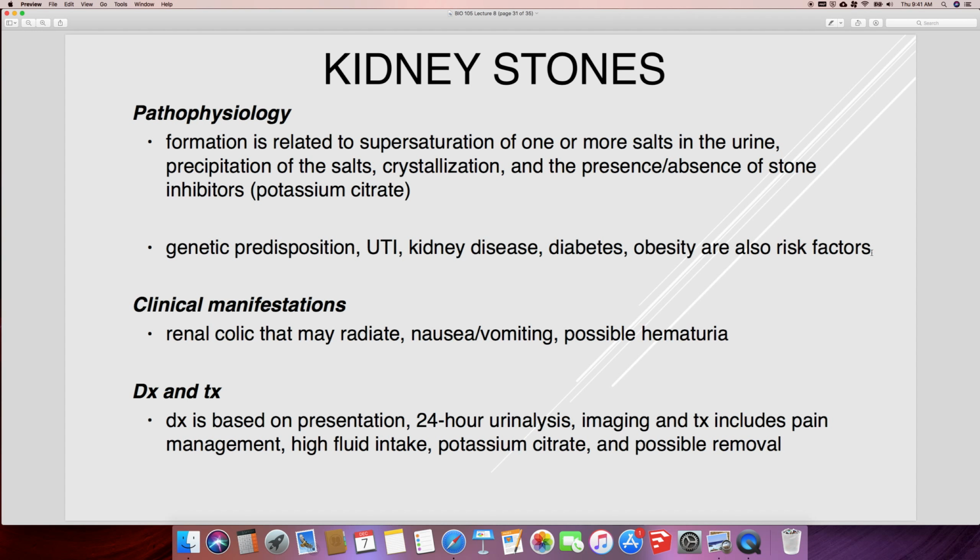And then diagnosis, presentation, 24-hour urinalysis, imaging. So if it's large enough, you'll be able to see it pretty easily with a CT scan. Pain management, high fluid intake, potassium citrate, which is actually an inhibitor of some stones. And then if they're too large to pass, then they may be removed, or they may be broken up with a procedure like lithotripsy, where you take ultrasonic waves and break up large stones.